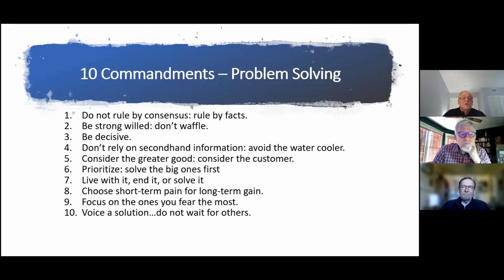Consider the customer rather than considering what's best for a certain department. And this happens all the time in meetings. You have one department blaming everything on another department, and not stepping up and taking responsibility to help solve the problem. Number 6 is prioritize. You got to solve the big ones first because they have the greatest impact on your bottom line. You have to decide either to live with it, solve it, or end it. But move on, make a decision.